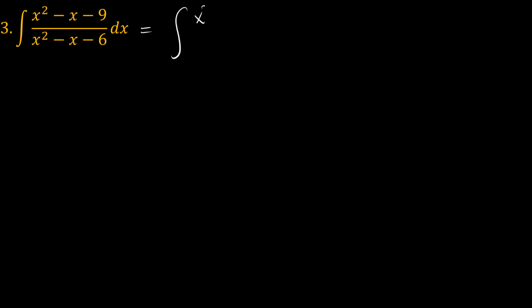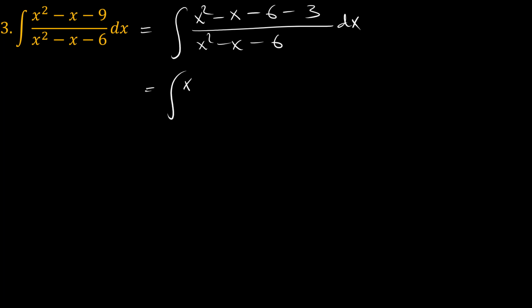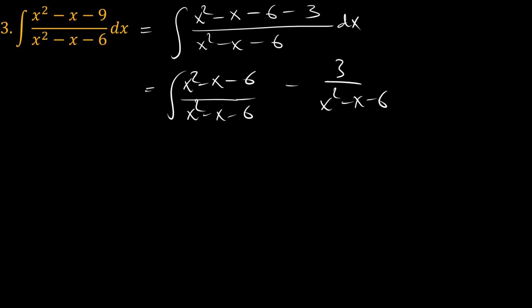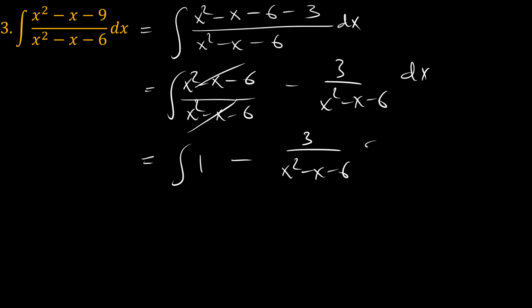So on to problem number 3, which is the integral of x squared minus x minus 9 over x squared minus x minus 6, which can be expressed as x squared minus x minus 6 minus 3 over x squared minus x minus 6, which we can now divide into two separate fractions. See that the numerator and denominator are the same, so we have 1 minus 3 over x squared minus x minus 6, right?